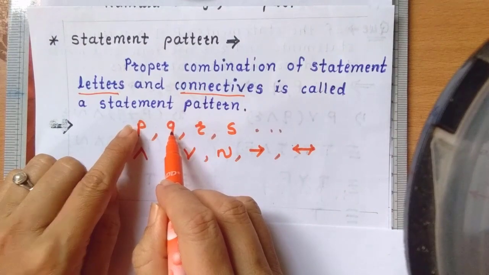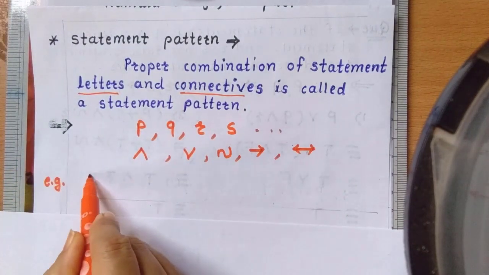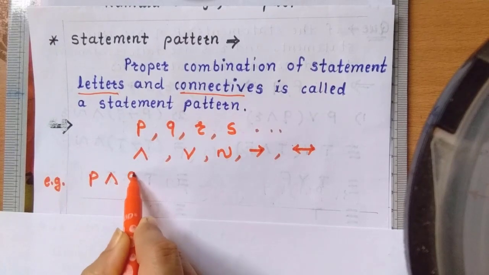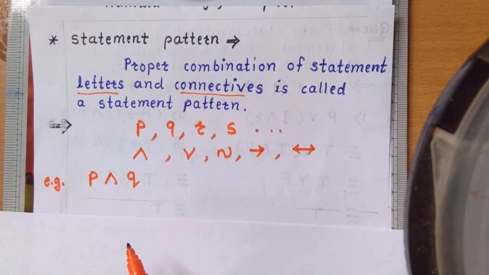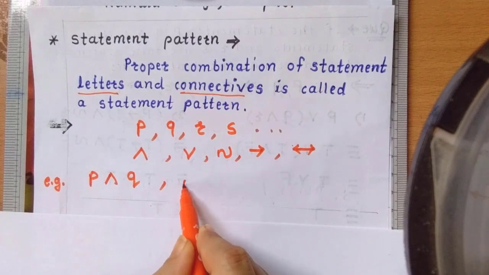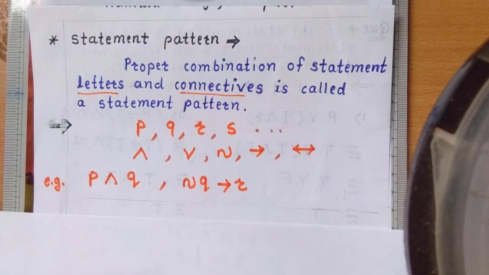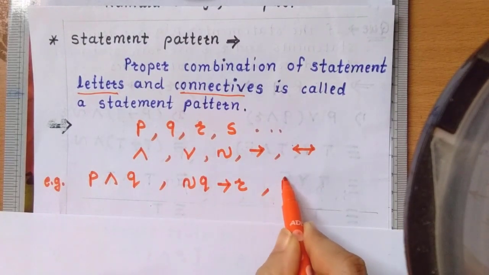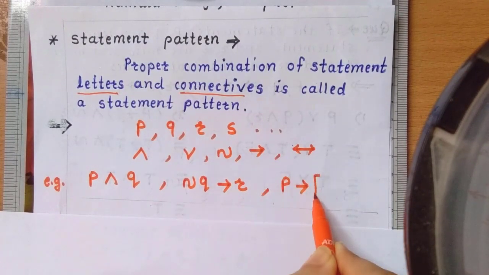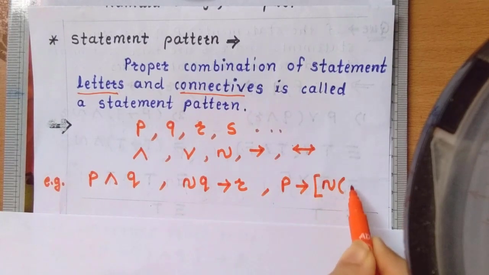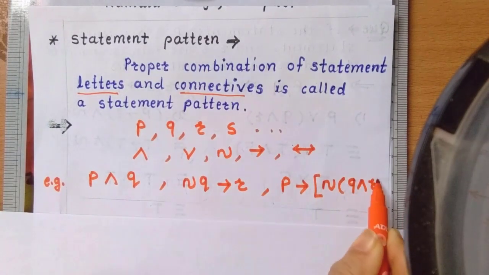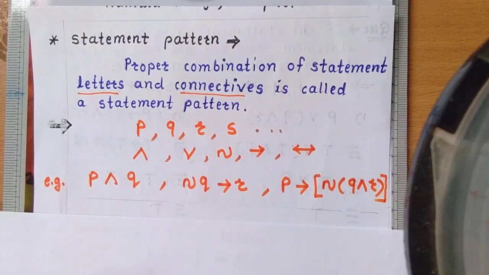So we will consider this with this connective. So P conjunction Q is our first statement pattern. Or we can consider negation Q implies R, like this also. Or again P implies in bracket negation of Q conjunction R. This is also called as the statement pattern. Now we will see how to construct the truth table for this statement pattern.